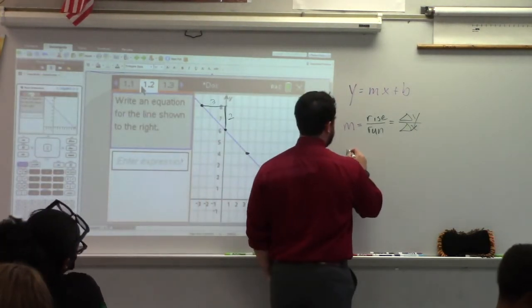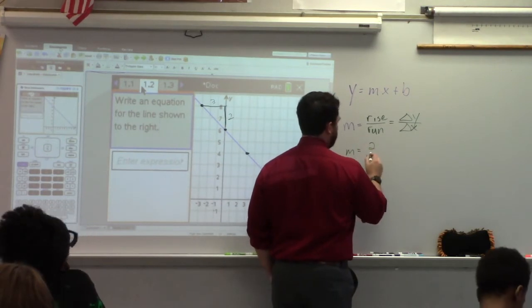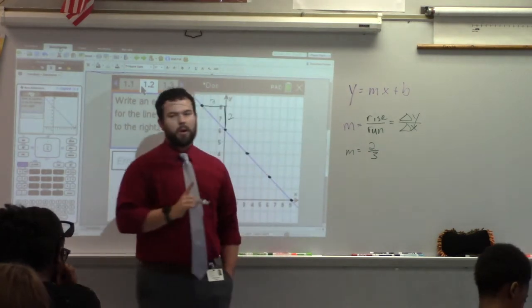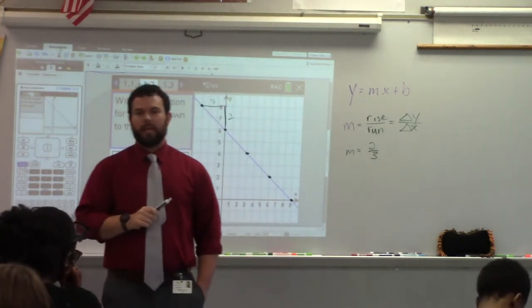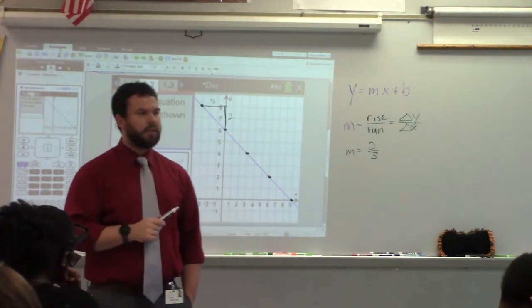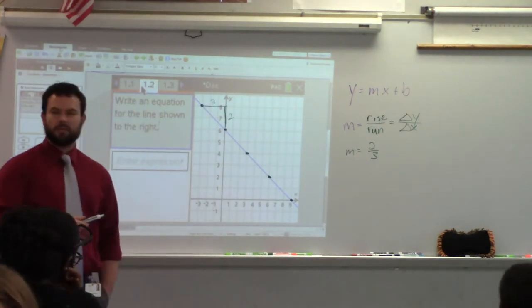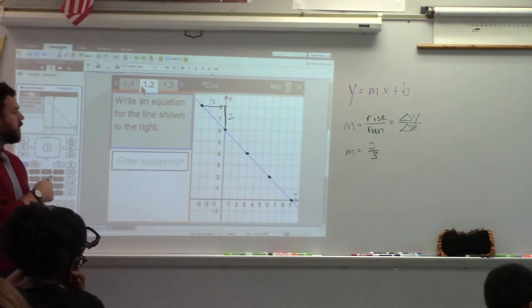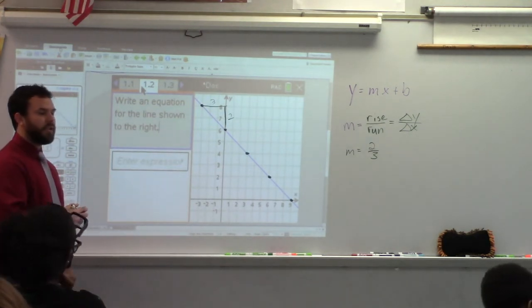My rise would be 2 over 3, divided by 3. I need y'all to pause and look at this again. If the slope is positive, is that line increasing or decreasing? The line's increasing. Is that line increasing? It's decreasing.